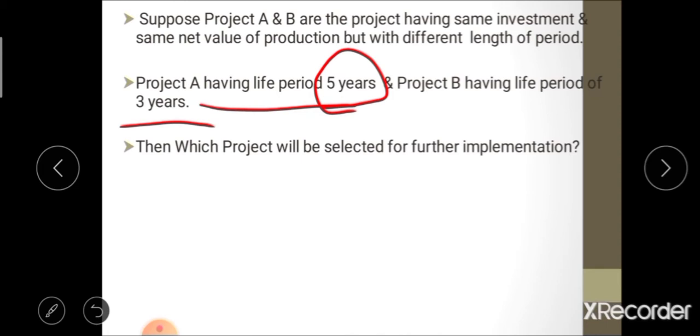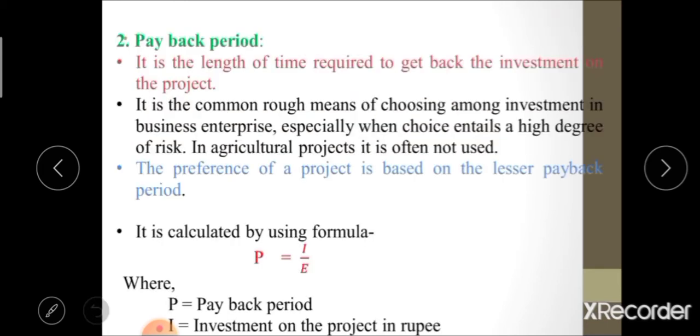Then the second method is payback period. The definition of payback period: it is the length of time required to get back the initial investment on a project. That is called the payback period. That means how much time is required to get back our initial investment in a particular project.